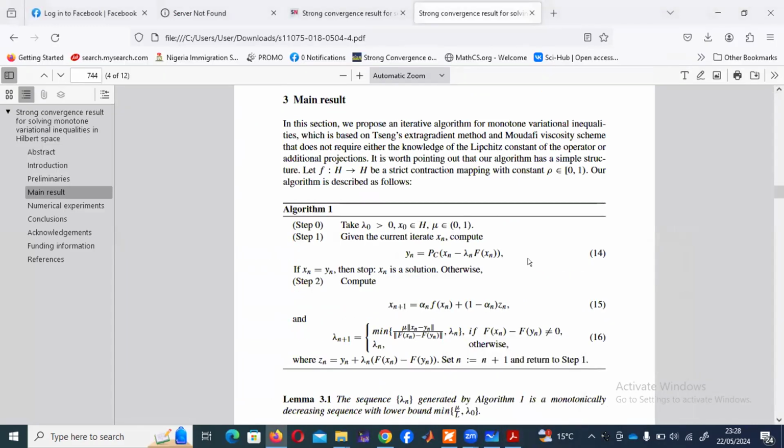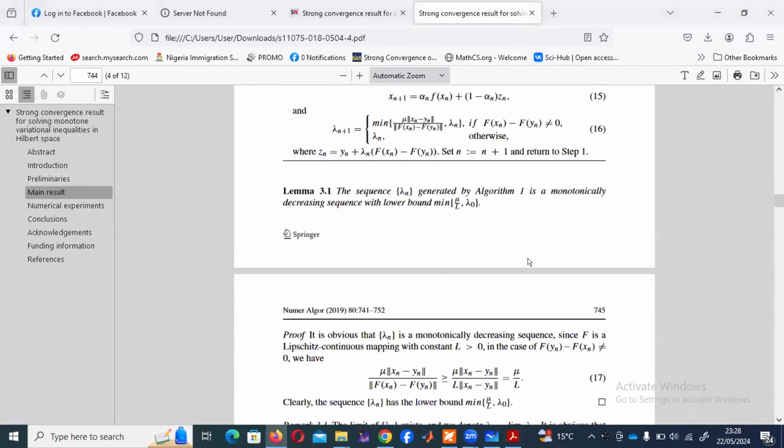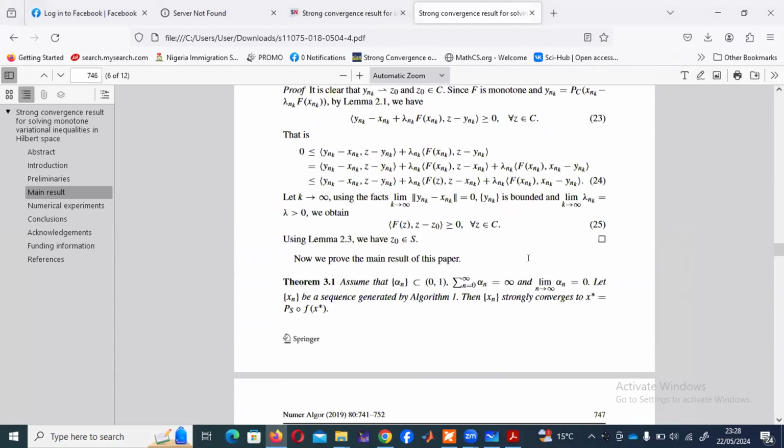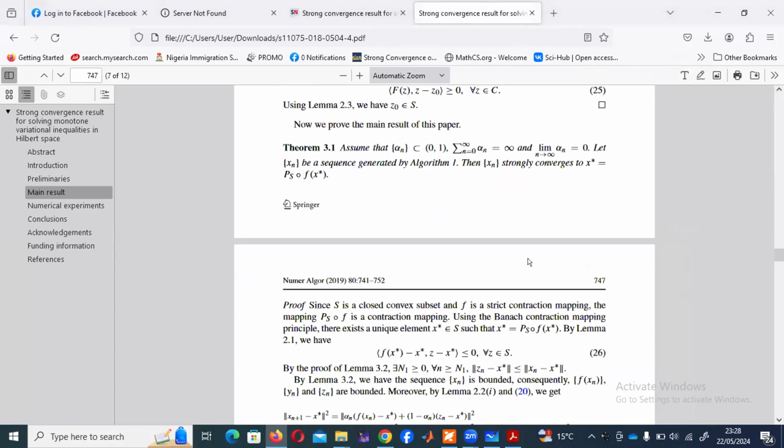So alpha n, what is the condition of the alpha n? It's not stated here. They will state it in the second place. You see, look at the condition. 33. So this condition has to be satisfied for every n. So you have to take note of that.